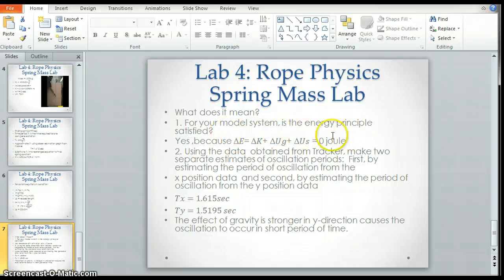Now we go to the energy principle, which is satisfied in our model system. Delta E is equal to delta K plus delta U, the potential energy due to gravity, the potential energy due to the spring, and the kinetic energy. The sum of these is equal to 0.